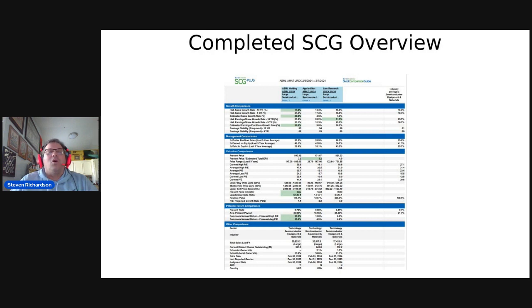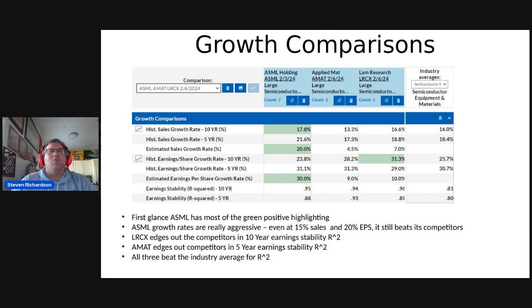Okay, this is an overview. I know it looks small. I know that. We're going to break it apart, but this is an overview of the stock comparison guide. I've added the three stocks that we looked at previously, and you can see it matches them up against the industry here. We're going to look at each of these sections individually. So let's move on. The first one is the growth comparisons.